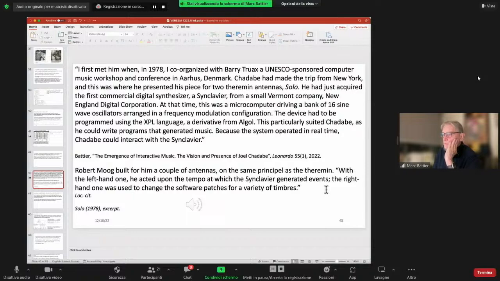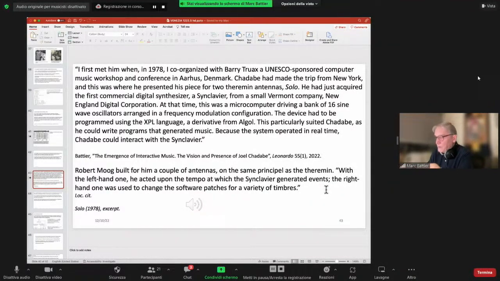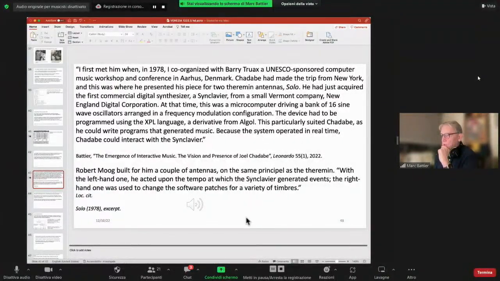Robert Moog built for him a couple of antennas on the same principle as the theremin. With the left hand one, he acted upon the tempo at which the Synclavier generated events. The right hand one was used to change the software patches for a variety of timbres. Here's an excerpt.